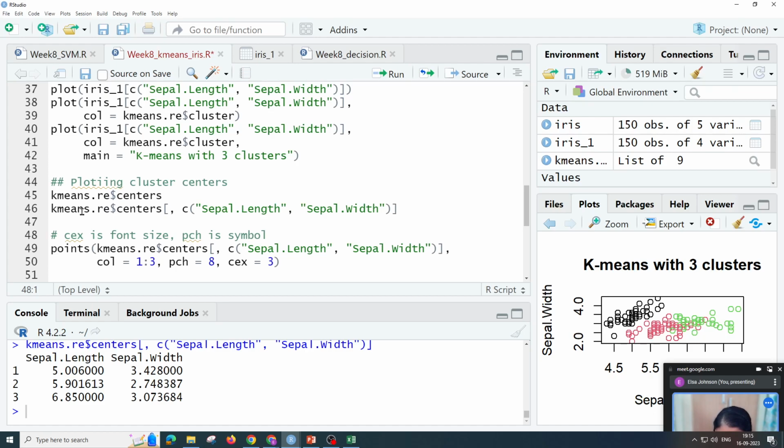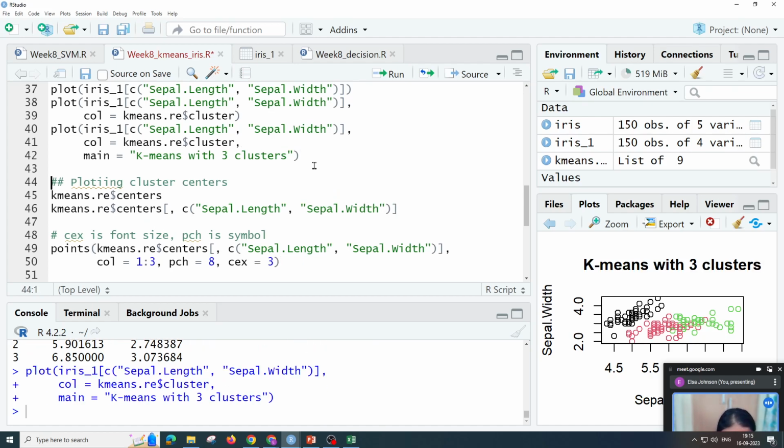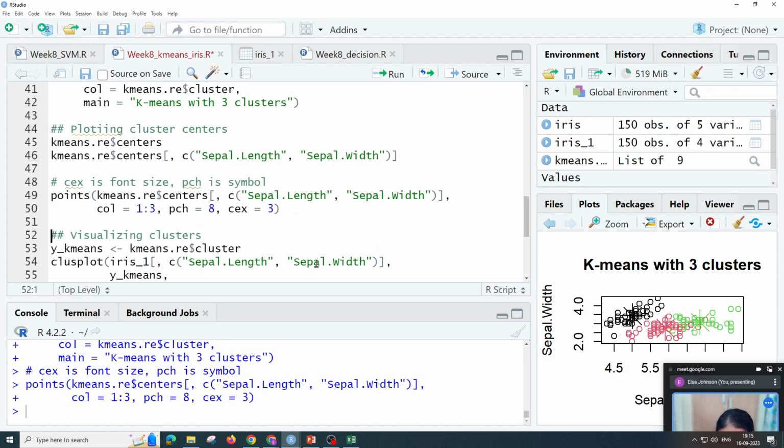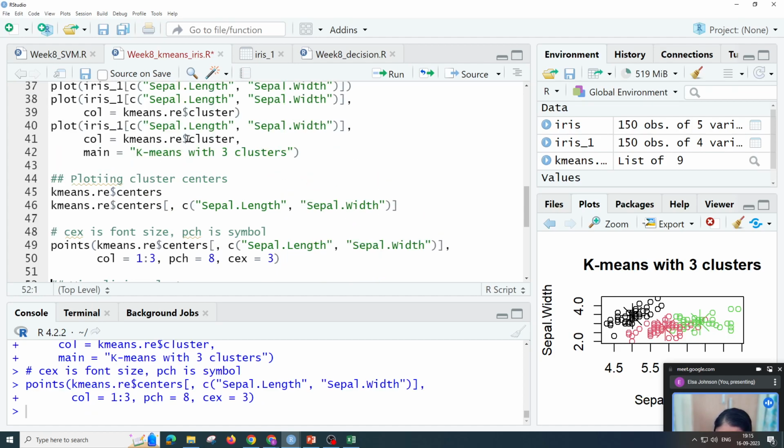Now we have found out the centers for k-means. Now what we'll be doing is plotting these centers in the same plot. So I'll close the plot right now, and then plot once again, and then we'll see the centers. So here we have already plotted, so I'll zoom it out.